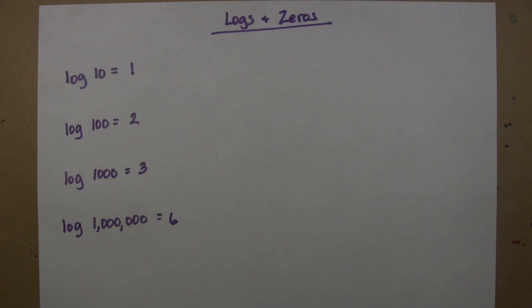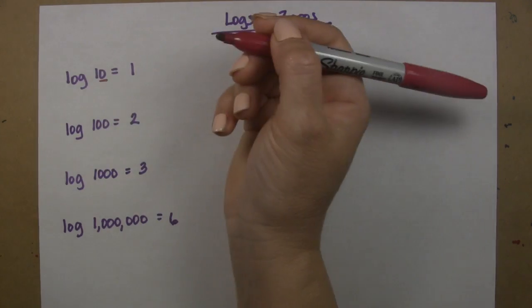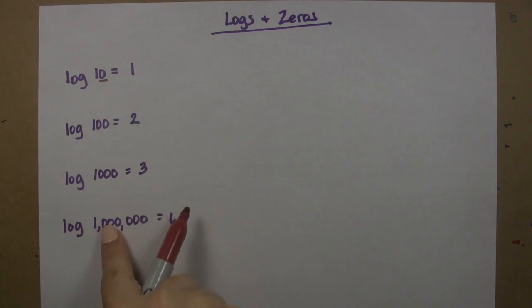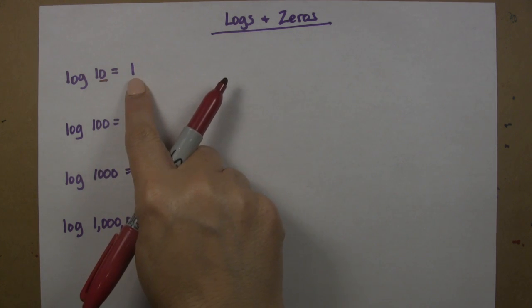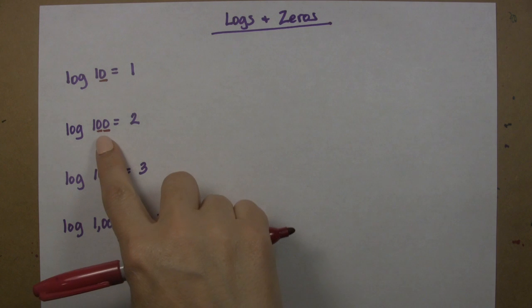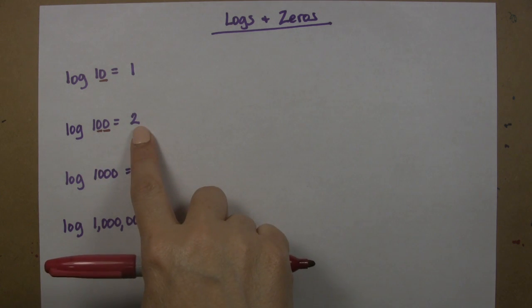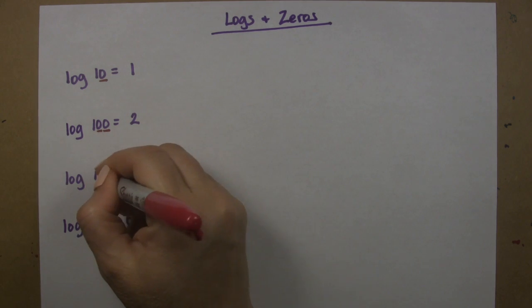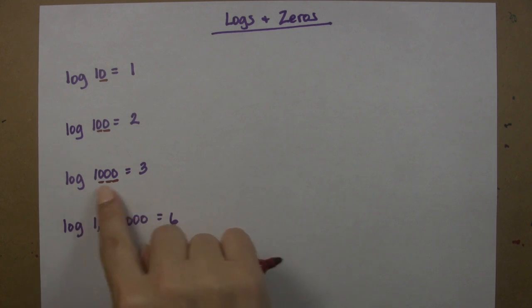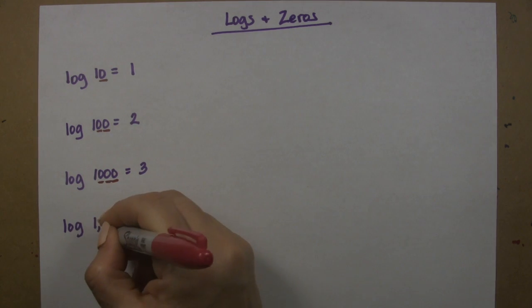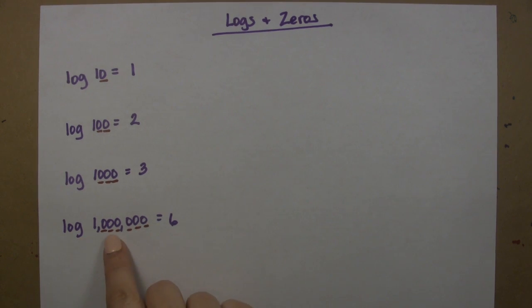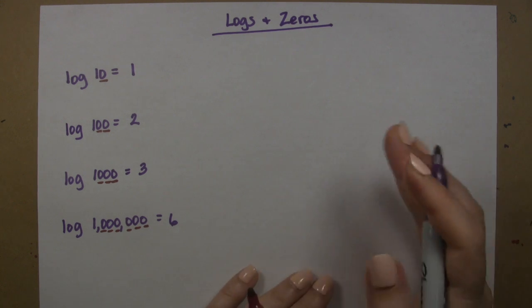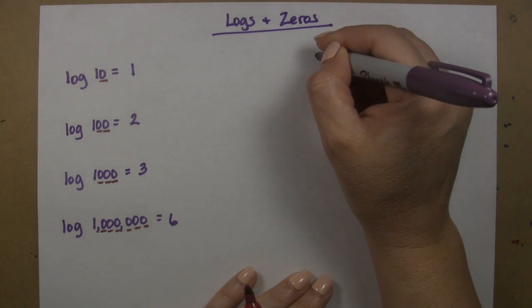I hope you do. You should have noticed that the number of zeros in a number that is a multiple of 10 is equal to the log. So the log of 100 has 2 zeros and the log is 2. The number 1,000 has 3 zeros, so the log of 1,000 is 3. The number 1,000,000 has 6 zeros and the log of 1,000,000 is 6. The same works with small numbers too, with a slight modification.